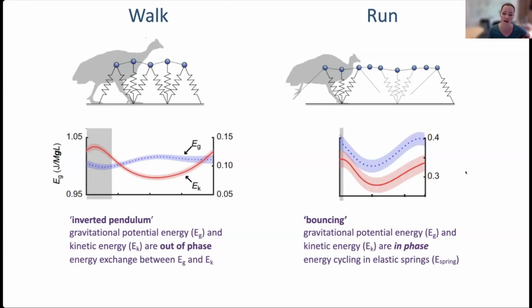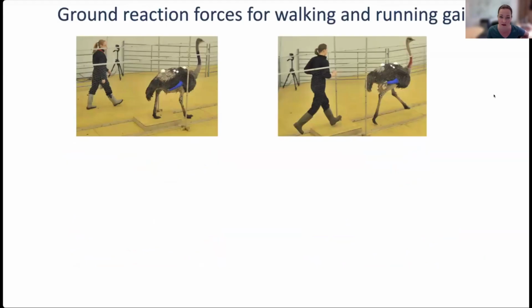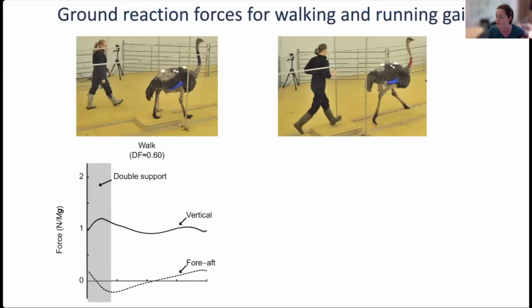And so there are in-phase fluctuations of the external mechanical energies that are out of phase with energy stored in the spring, which isn't shown here because we can't typically measure it directly from external measures. So walking and running are characterized by these different dynamics. And along with these different dynamics, they also have different ground reaction force patterns. So we can look at the ground reaction force patterns in these gaits.